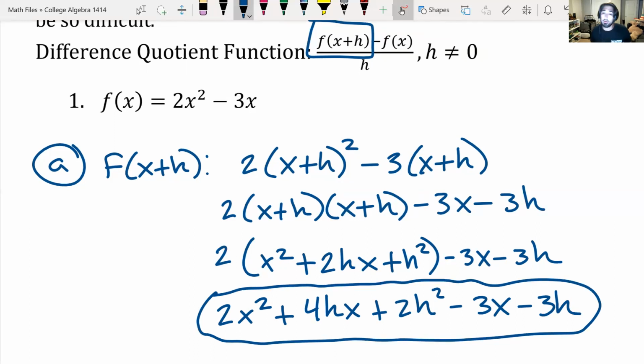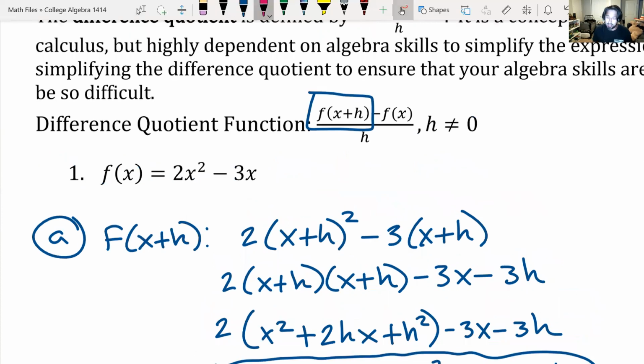Nothing ever cancels or combines on step 1. Okay. Now, on to step 2, or step B. Now, what I like to do is take the whole numerator and put it together. So we're going to have f of x plus h minus f of x, and put those together. So that's the second step.